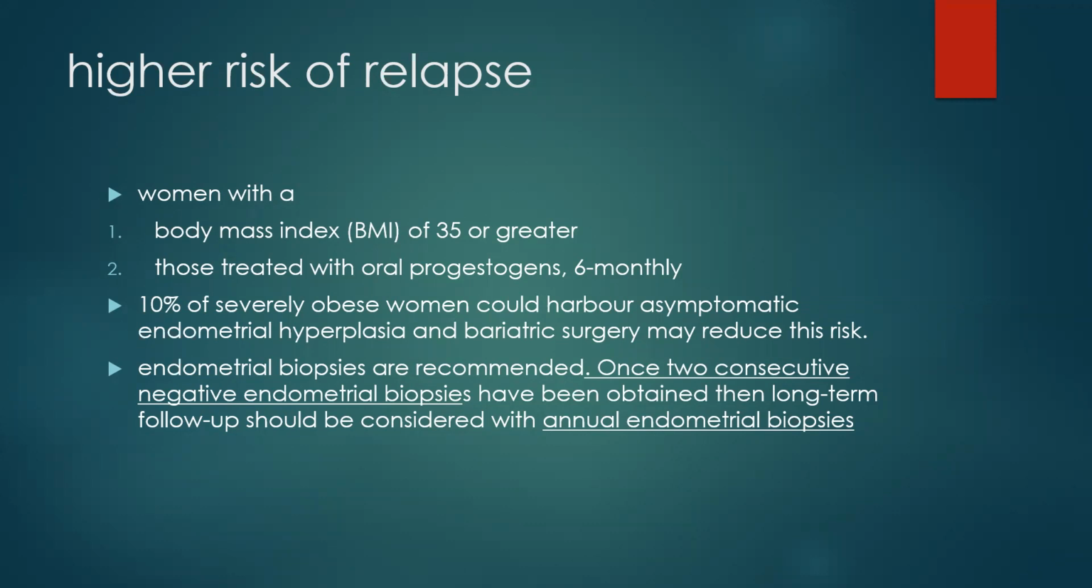10% of severely obese women could harbor asymptomatic endometrial hyperplasia, and bariatric surgery may reduce this risk. Once two consecutive negative endometrial biopsies have been obtained, long-term follow-up should be considered with annual endometrial biopsies. These two types of patients, those whose BMI is 35 or greater, and those treated with oral progestogen, will have two negative biopsies, and then we will call them yearly for the rest of their life.